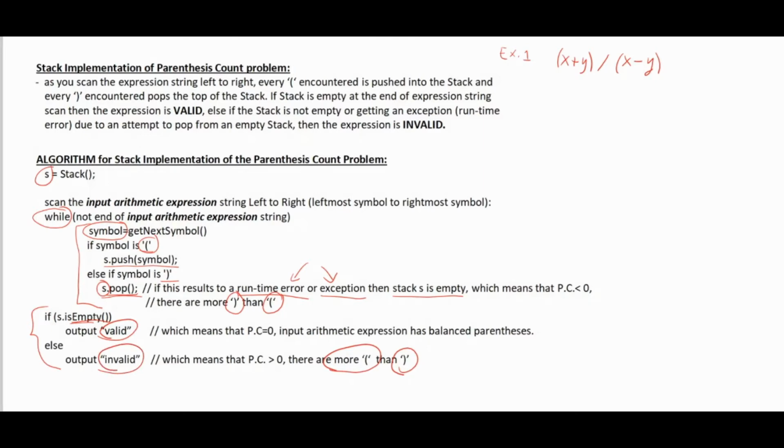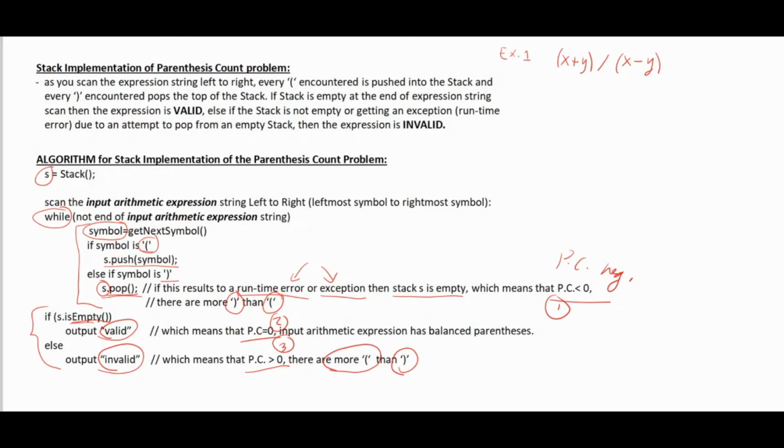The first case here, when a runtime error or exception would occur due to attempting to pop from an empty stack, is the case when the parenthesis count is less than 0, or negative. And this second case here is the case when the parenthesis count is 0, which means that the arithmetic expression is valid. And the third case is when the parenthesis count is greater than 0. So the first case is this one, the second case, and the third case.